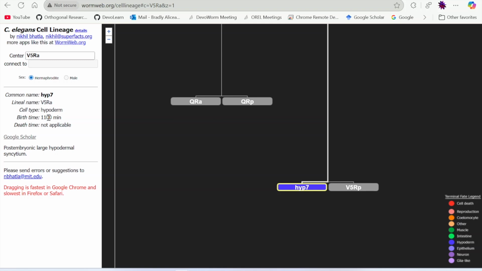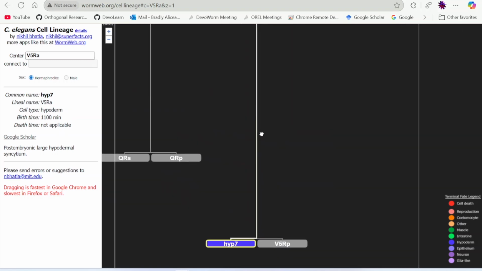Yes, in the literature, there's information on this. Okay, so we need to do some digging then. Yeah, well, I'll get to this in a minute. So yeah, this is just the branching relationship.